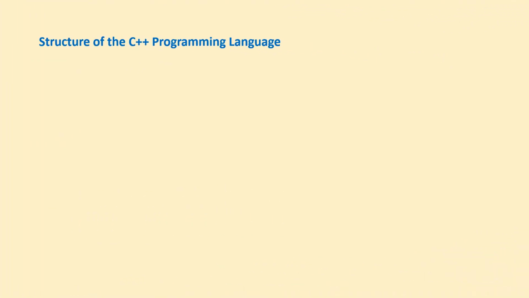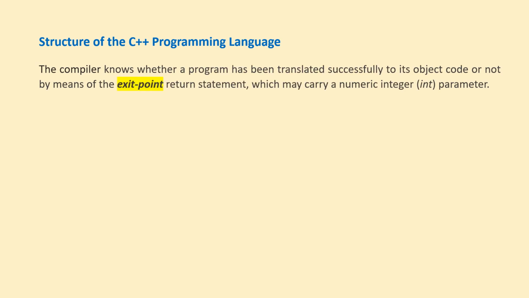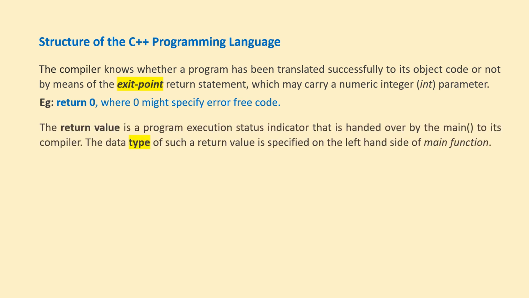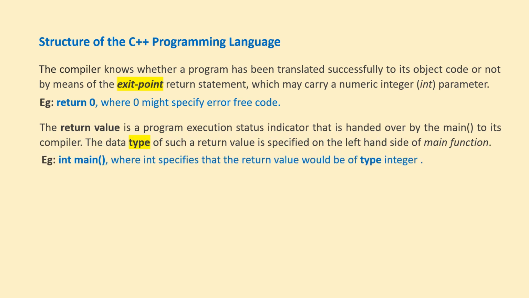The compiler knows whether a program has been translated successfully to its object code or not by means of the exit point return statement, which may carry a numeric integer or int parameter. For example, return 0, where 0 might specify error-free code. The return value is a program execution status indicator that is handed over by the main function to its compiler. The data type of such a return value is specified on the left-hand side of the main function. For example, int main function, where int specifies that the return value would be of type integer.